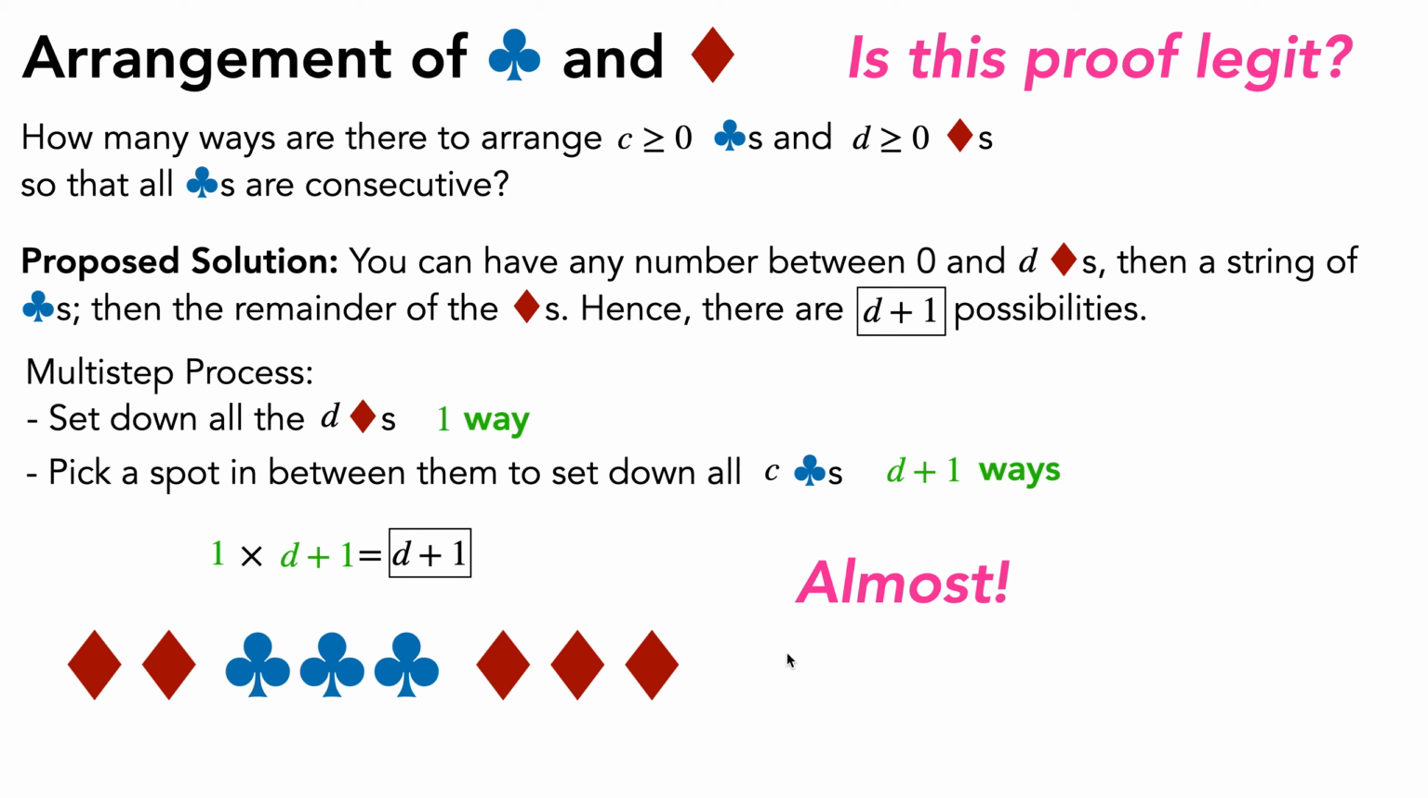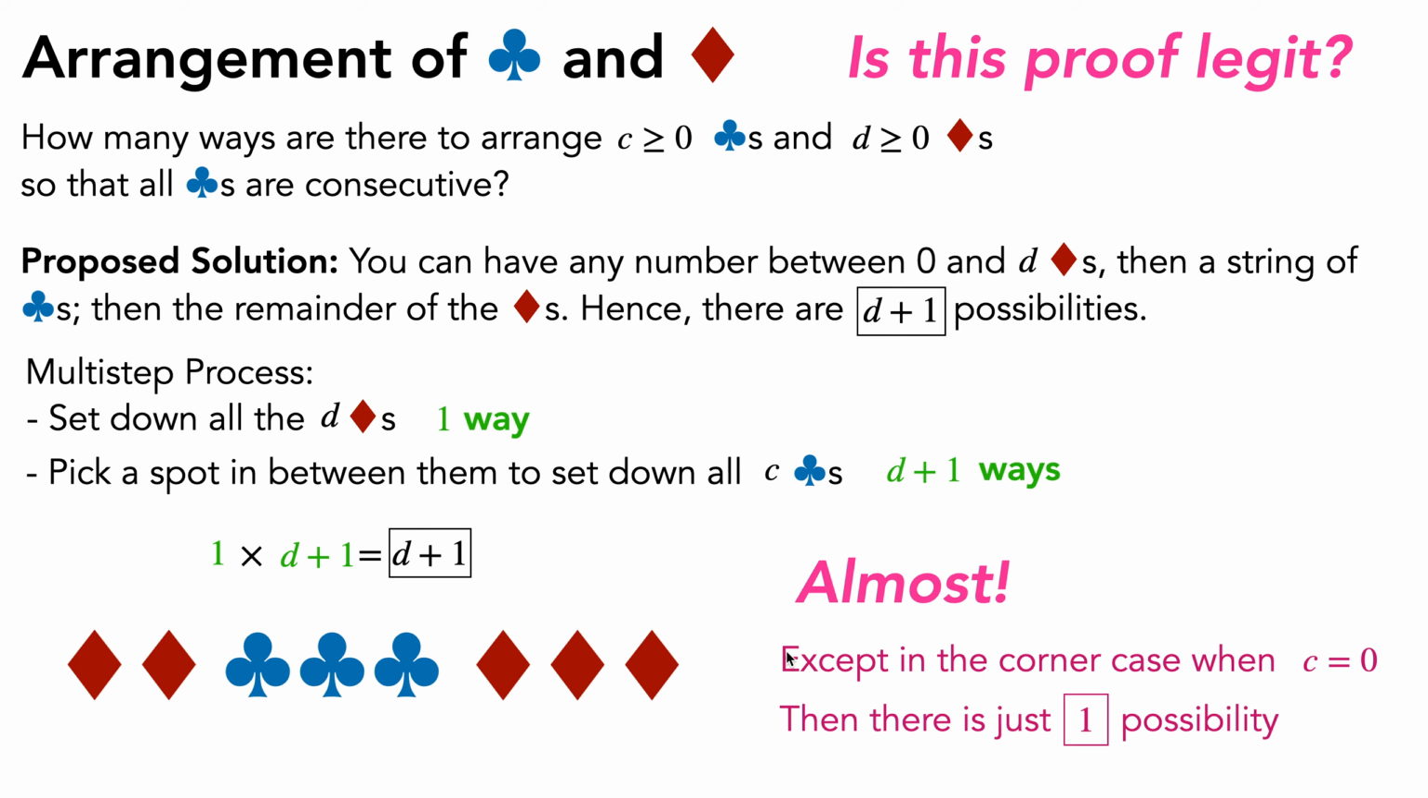Okay, the step it's missing is the corner case when C equals 0. In that corner case, there's actually just one possibility. You would just set down the D diamonds, and then it doesn't matter what you pick because there are no clubs to set down. With this addition of the corner case, the proof is complete.